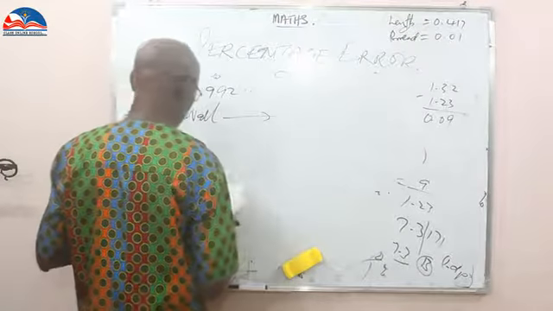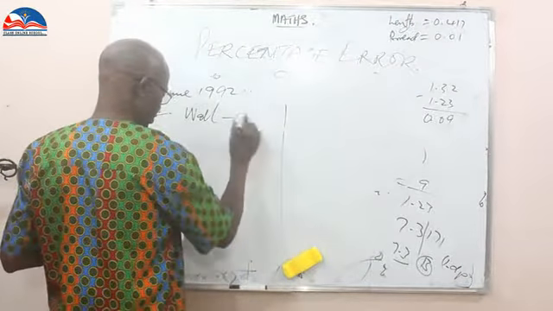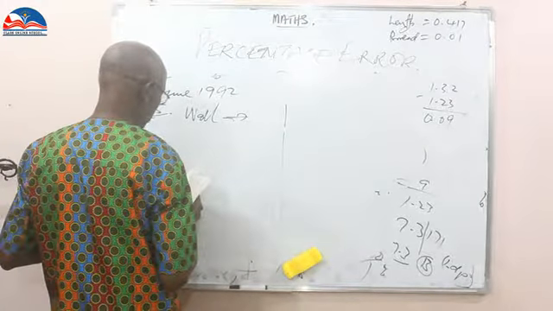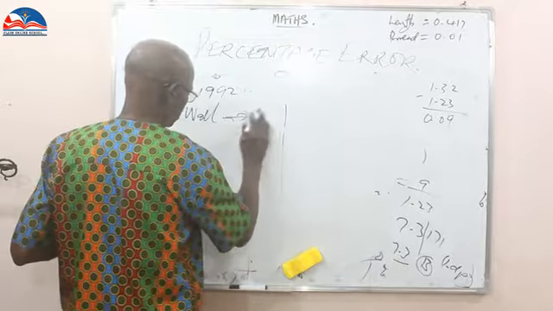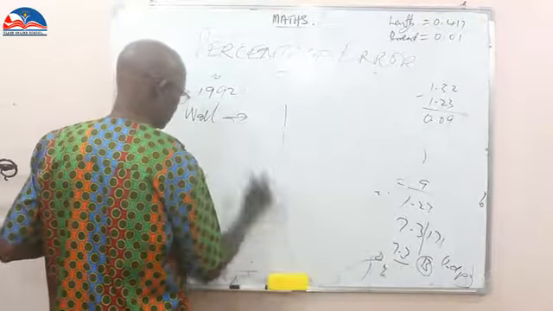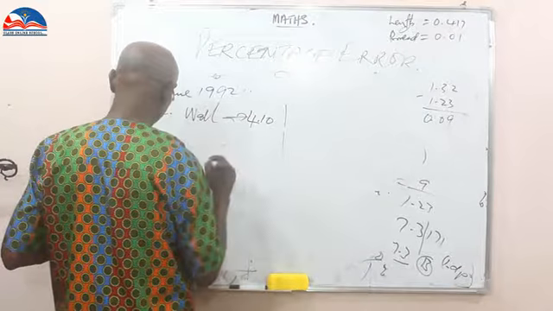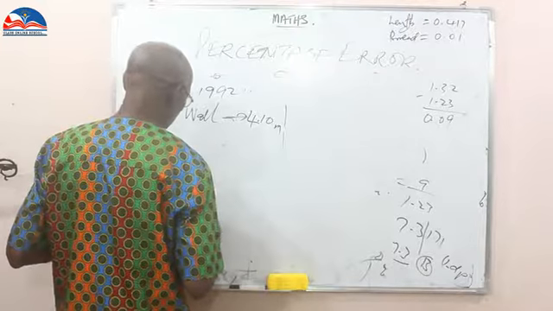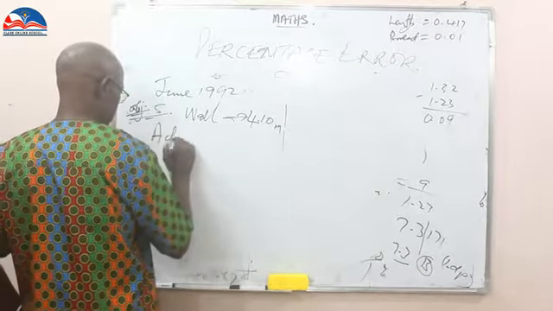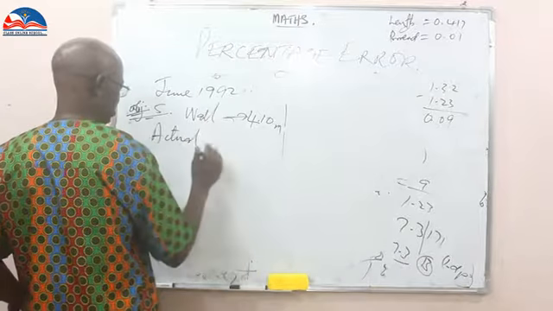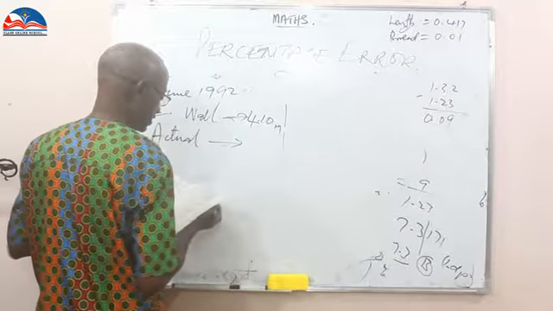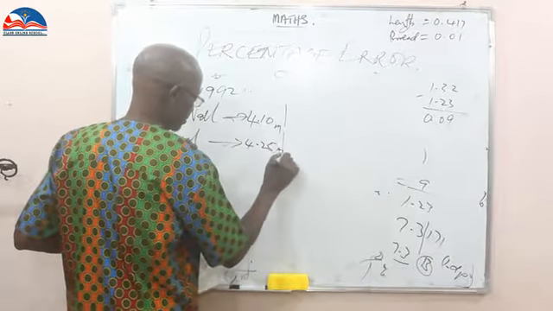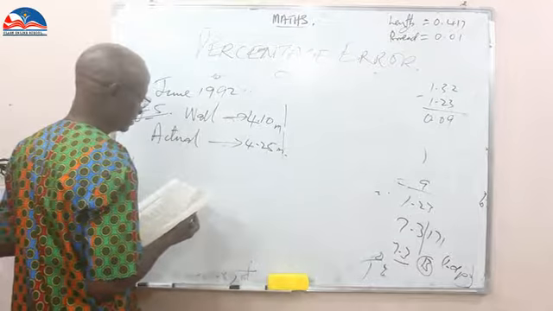A bricklayer measures the length of the wall and obtains 4.10 meters. If the actual length is 4.25, calculate the percentage error. Find his percentage error.